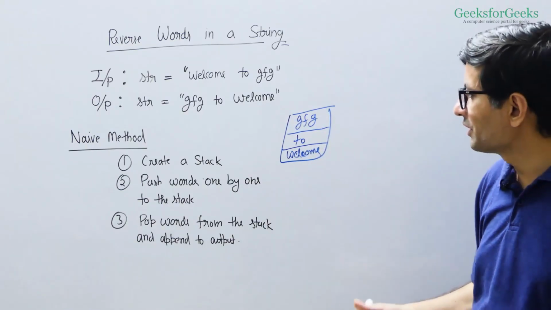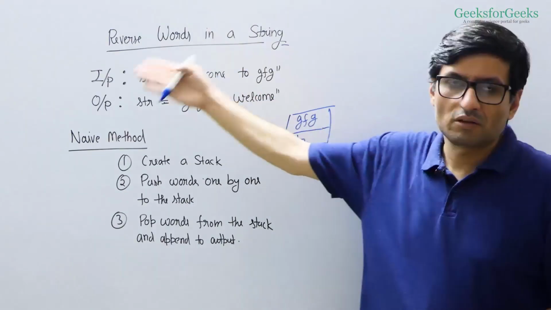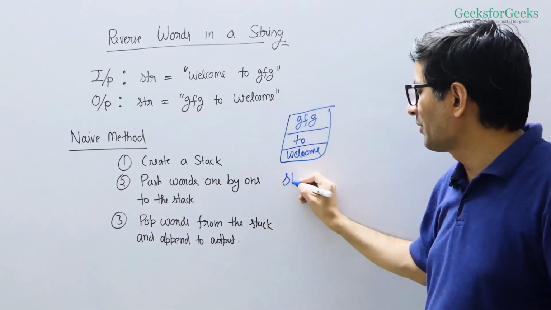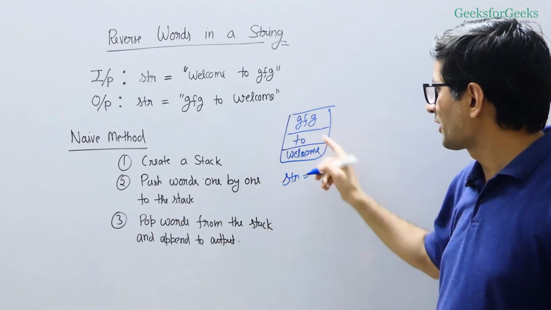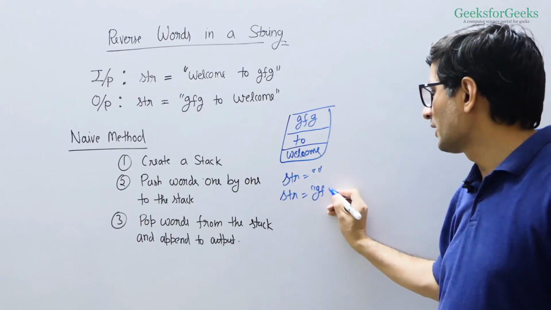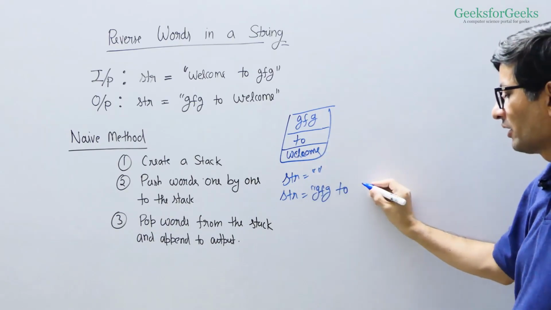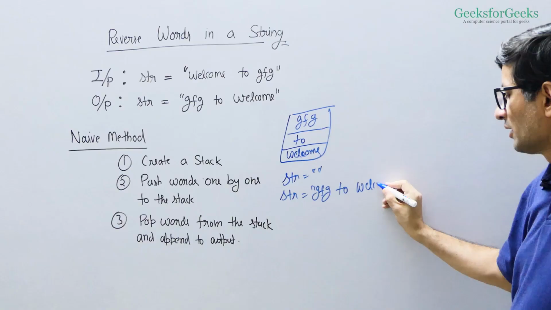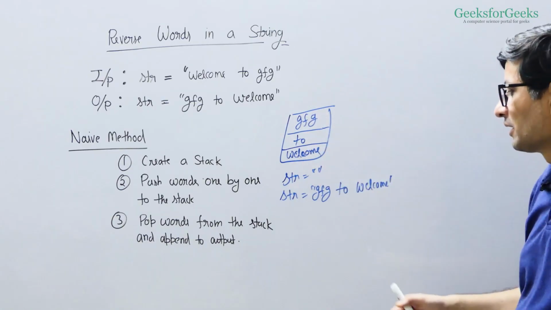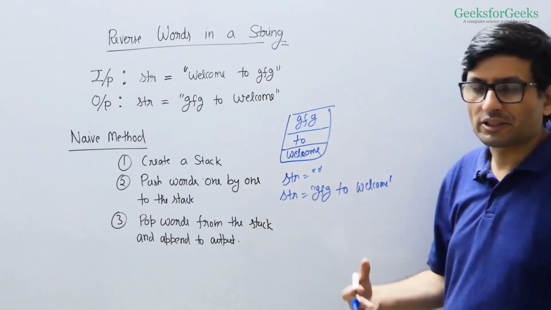Now what you need to do is take out these individual words from the stack and append them to an empty string, and that string becomes your answer. So I again make my string empty, then I take out the first word and I make str equal to GFG, then I take out "to" and I make it "GFG to", then I take out "welcome" and append "welcome" to it. So when I take out a word, before appending the word, I also append a space. So this is how I get the reverse words in the given string using a stack.